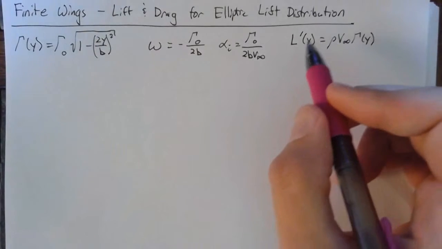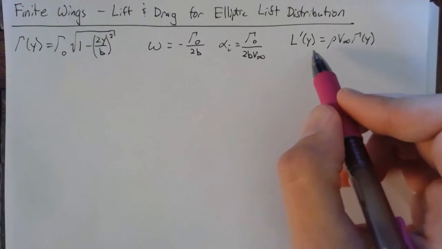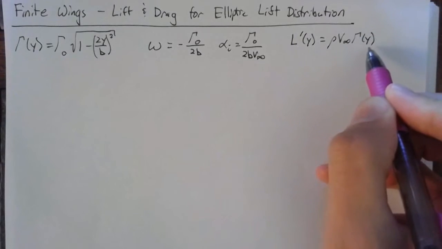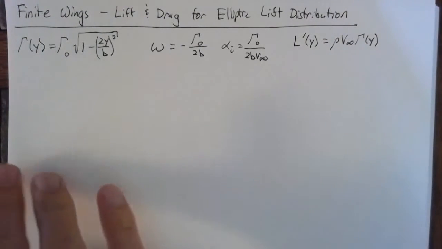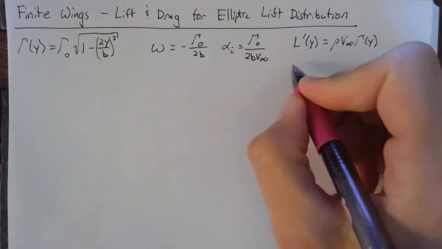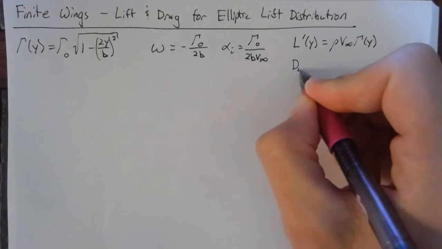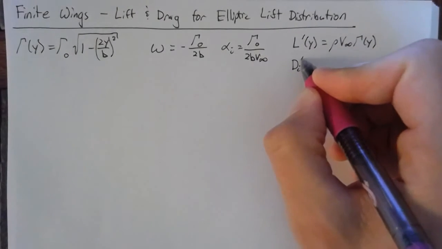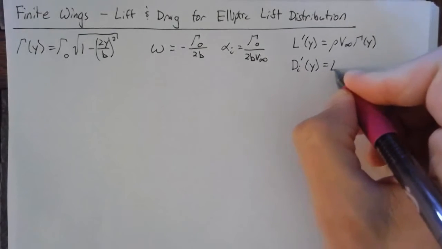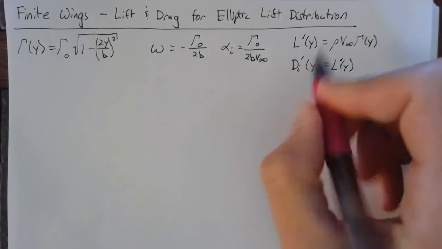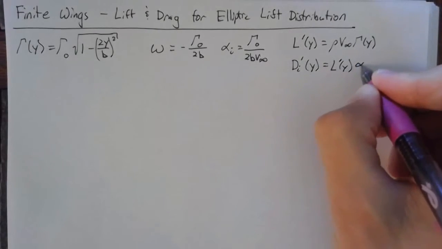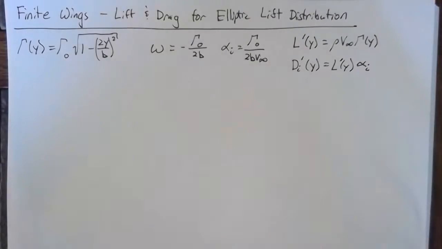Now, whenever we're finding the lift per unit span, we know that this is simply the density times the velocity times our circulation. This just comes from the basic idea of circulation creating lift. And then based on the induced angle of attack, we also have a drag per unit span, which is simply equal to the lift per unit span times sine of the induced alpha, or the induced angle of attack. But because we're assuming small angle, we just multiply it by the alpha I.